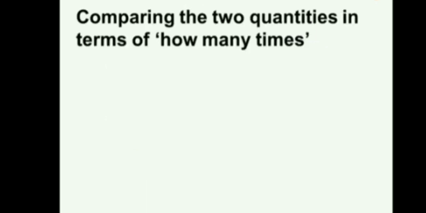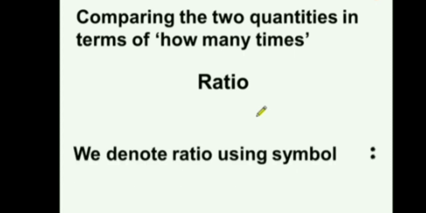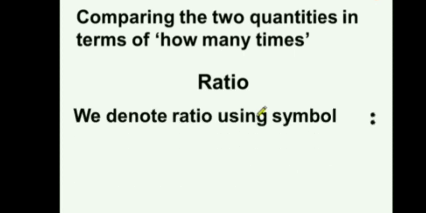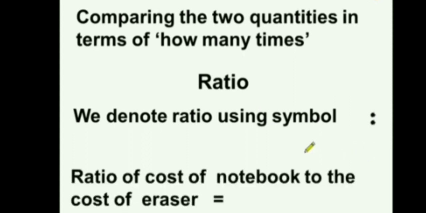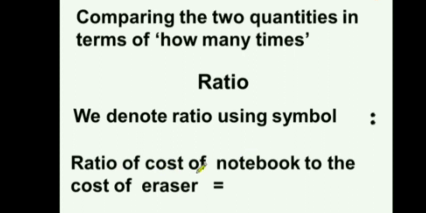From this we can conclude that comparing two quantities in terms of how many times is called the ratio. We denote this ratio using the symbol double dot, or in English we say colon. So the ratio of the cost of the notebook to the cost of the eraser is 4 is to 1. It is written as 4 is in ratio with 1, or 4 is to 1.